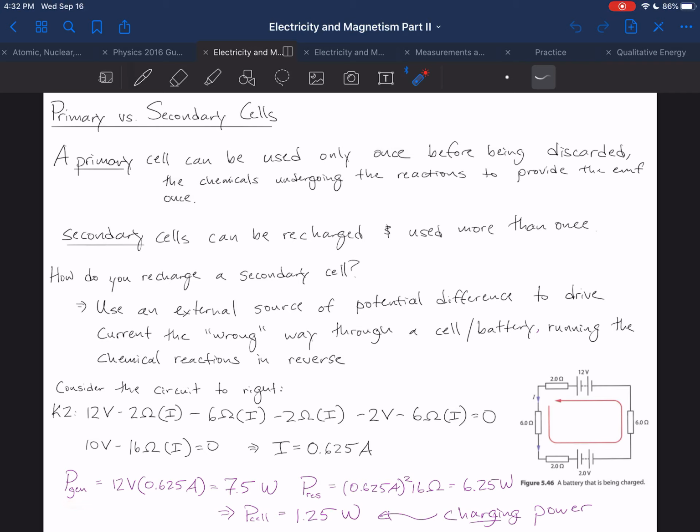You can then calculate the power generated in the battery as 12 volts times 0.625 amps, which is 7.5 watts. And the power dissipated in the external resistors in the circuit, okay? And then the leftover power is the power that is being delivered to the cell. This is the charging power. And if you've ever looked at a USB port or a charging brick, they'll be labeled with their charging power, almost always given being plugged into an external USB or into the wall itself. But in either case, you're using the external source to drive current "the wrong way" through the battery in order to charge it.